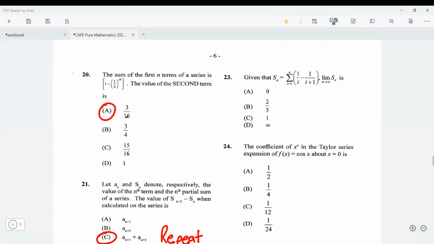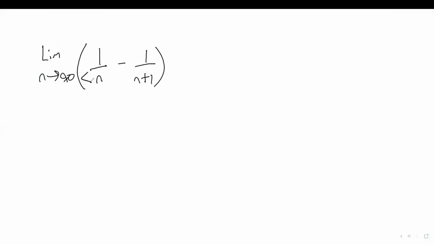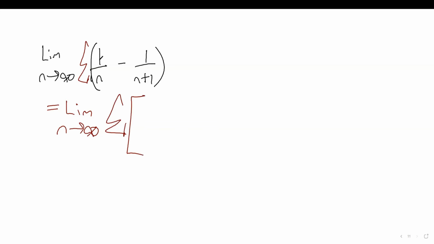So we need to find the limit of the summation of this. All right. Now it doesn't look too tidy. Let's tidy it up. Put a summation sign. So now what we get is the limit as n approaches infinity of the summation of, work out the summation.